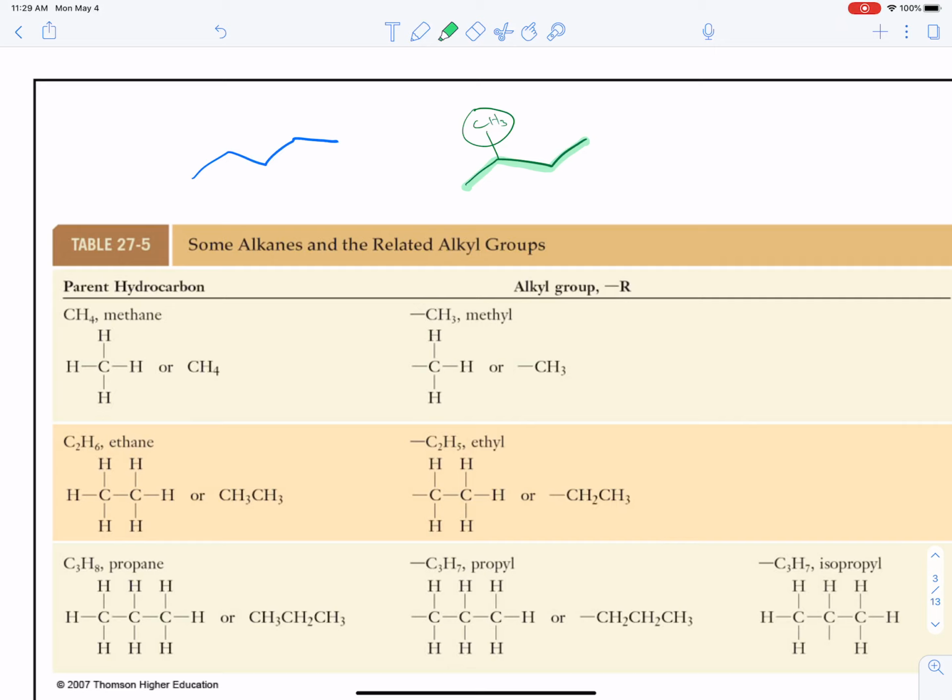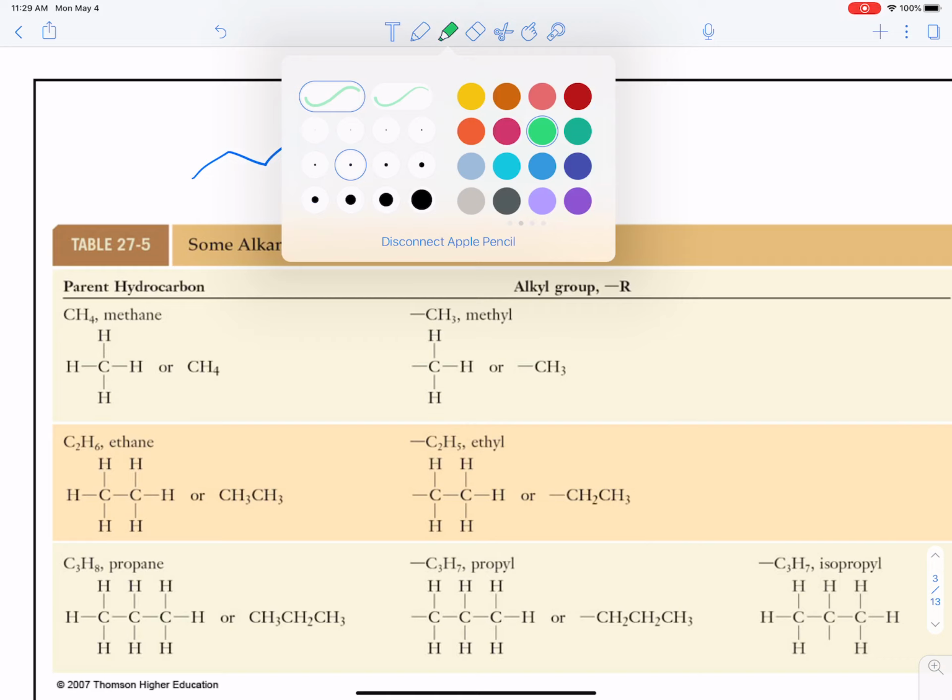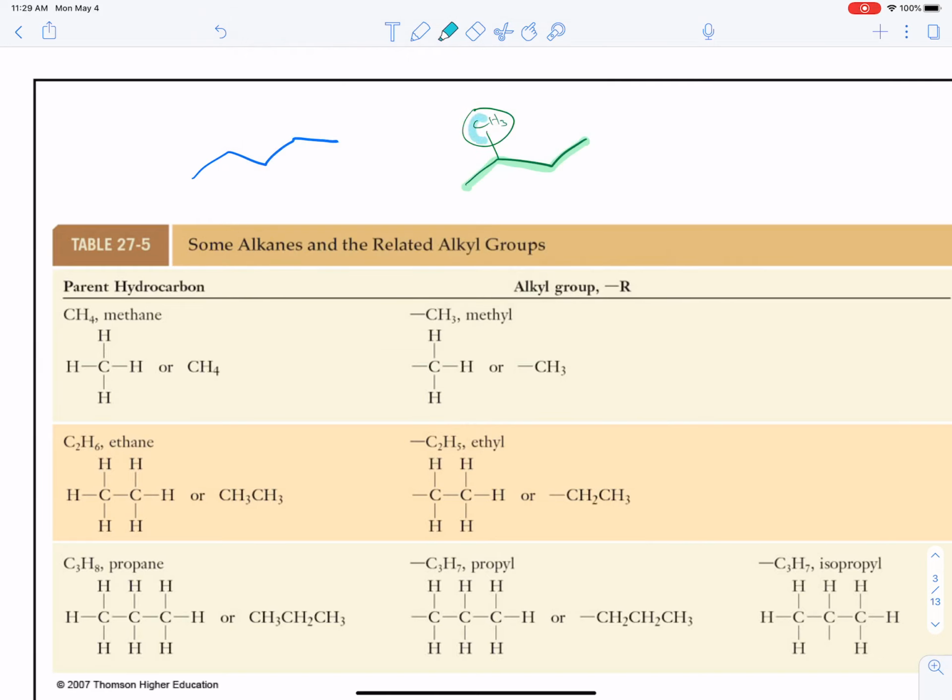And so in terms of trying to name these things, when you have these substituents, these alkyl groups hanging off the end, this right here is this alkyl group, right? Because it's a CH3, we call it a methyl. Now, what's interesting about this is we can use this to begin to name things.